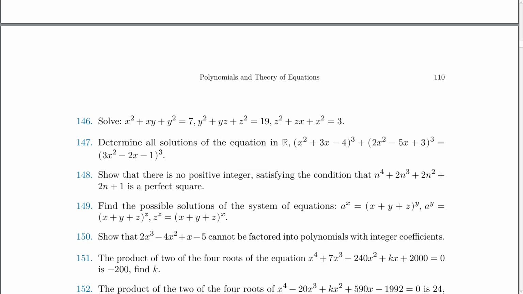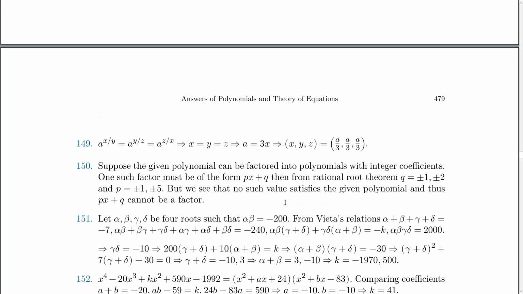So question 151 says that the product of two of the four roots of the equation x to the power 4 plus 7x cubed minus 240x squared plus kx plus 2000 is equal to 0 is minus 200, find k. So this is a very straightforward problem. We let alpha, beta, gamma, delta be the four roots such that alpha beta is minus 200. It is given that the product of two roots is minus 200.